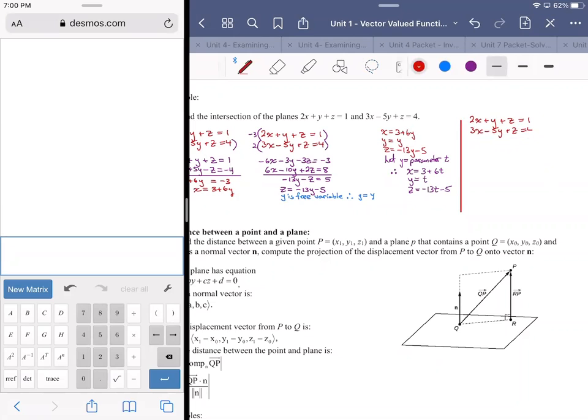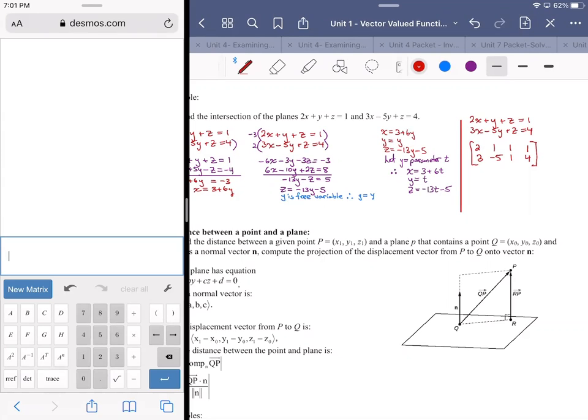Looks like I lost part of the 4 along the transverse. So let me just grab that back. So we have 2, 1, 1, 1, 3, -5, 1, 4.